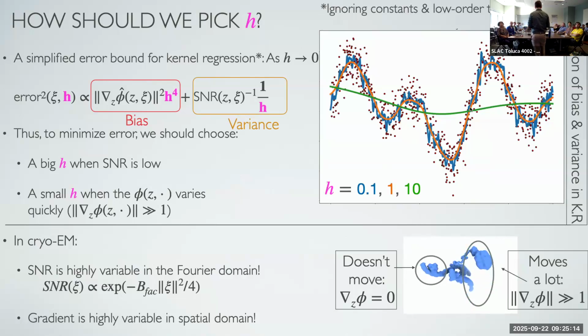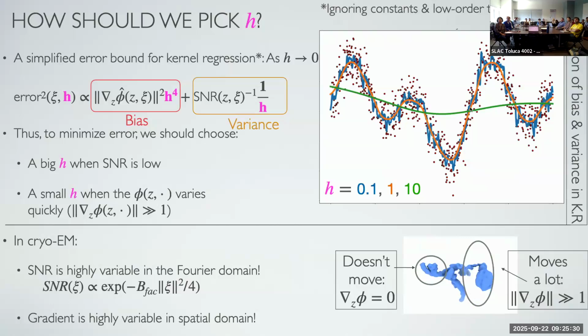And not only this, but also in the spatial domain, how much the function varies depends a lot on where you're standing. What I mean by this is that if I'm trying to reconstruct this synthetic data set here, the tail is not moving at all. So in some sense, that means that I can just take the full data set to reconstruct this, whereas the head is moving a lot, and so when I'm trying to reconstruct the head, I have to take a smaller h.